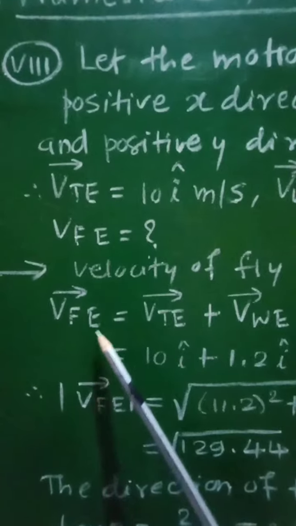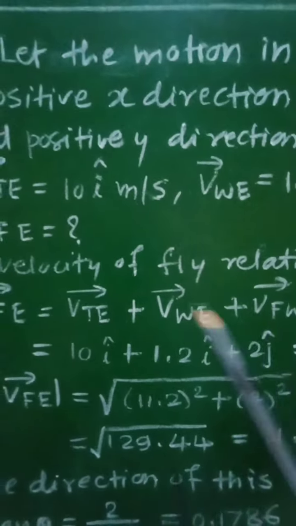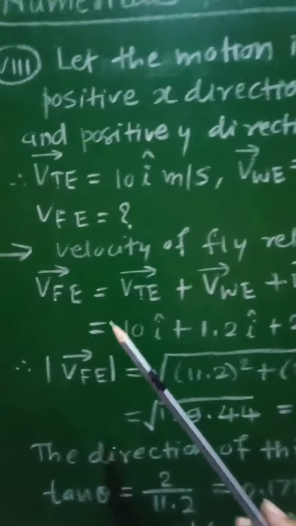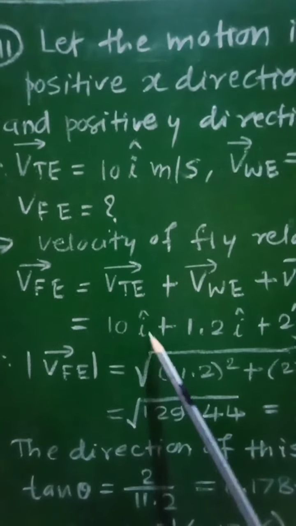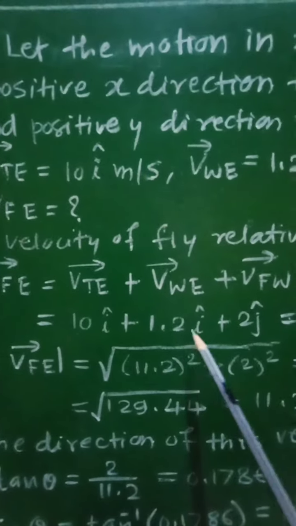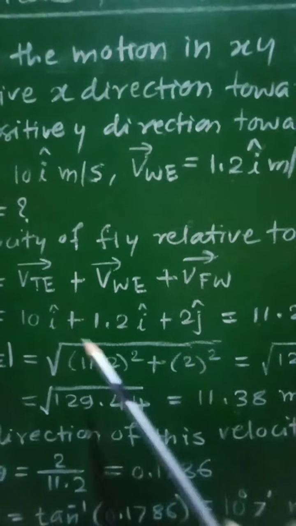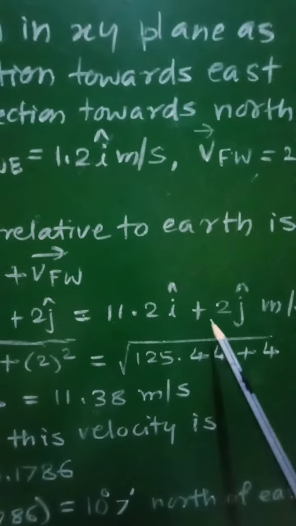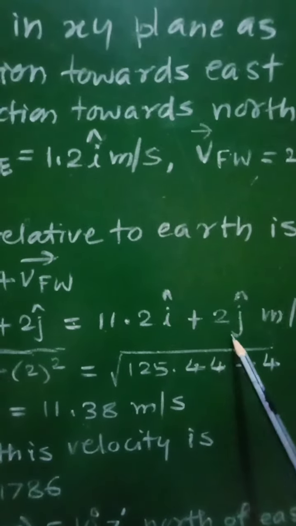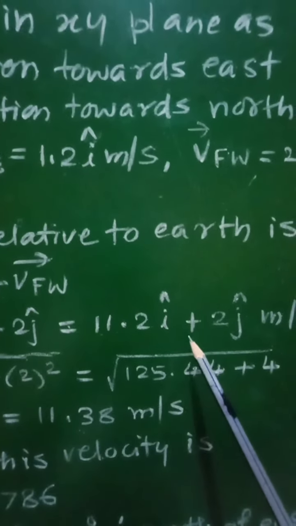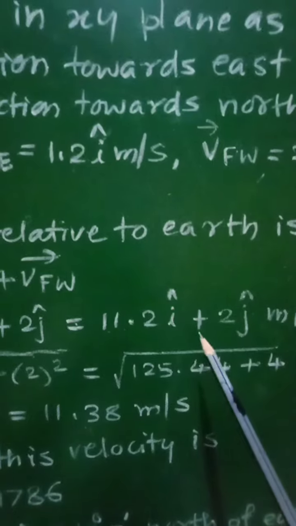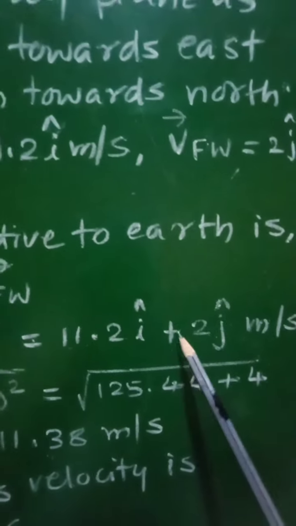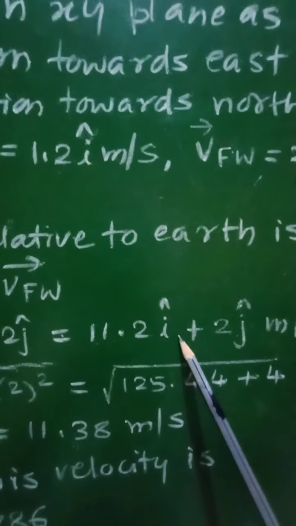So these are the three velocities. When added, we will get the velocity of fly relative to earth. Now putting the values, we will get 10 i cap plus 1.2 i cap plus 2 j cap. Adding these two i caps, we will get 11.2 i cap plus 2 j cap. This will be the value of v_fe, that is velocity of fly relative to earth. So in vector form, in terms of meter per second, this will be the velocity.